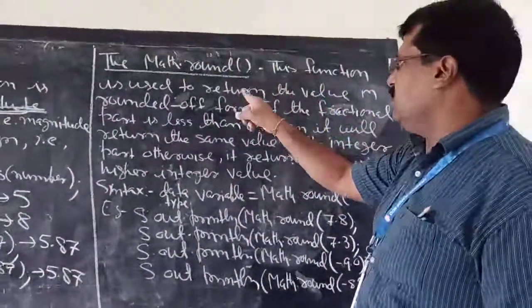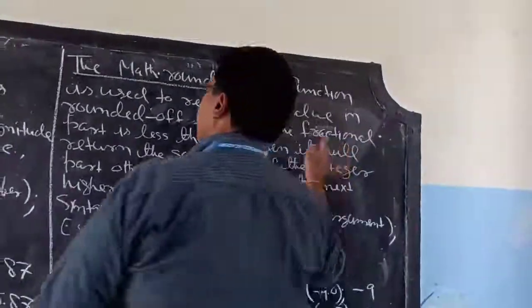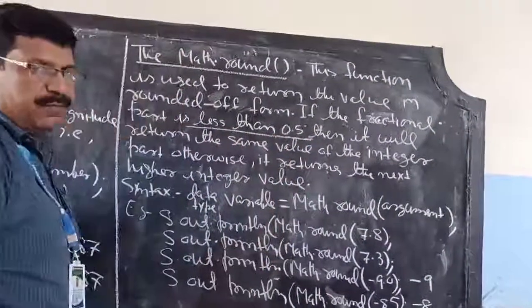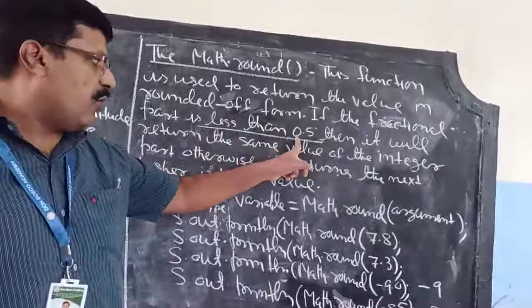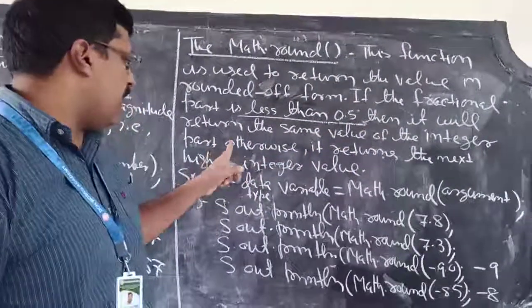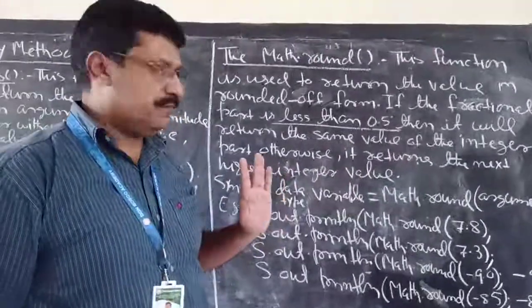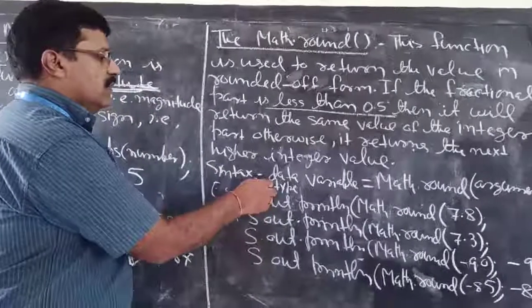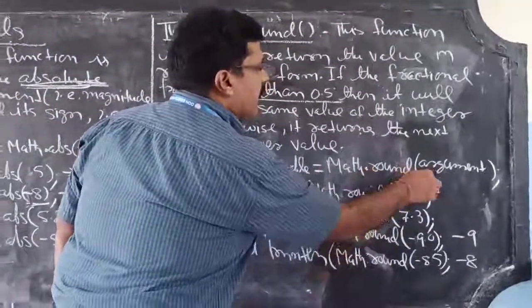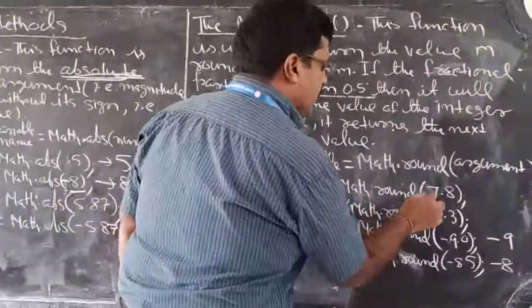Math.round, this function is used to return the value in rounded off form. If the fractional part is less than 0.5, then it will return the same value of the integer part, otherwise it returns the next higher integer value. Syntax: data type, variable name, math.round, and in the brackets write the argument. Like System.out.println math.round 7.8.